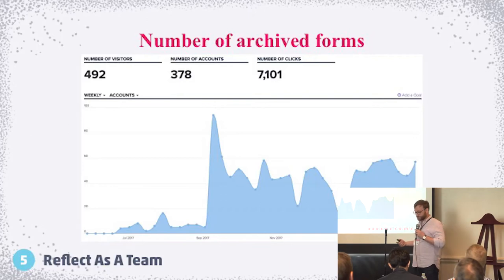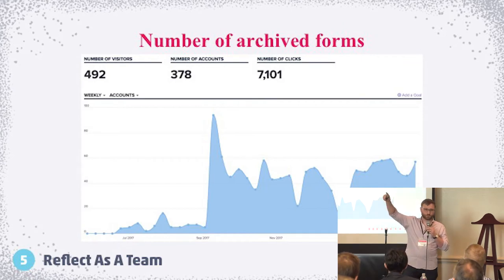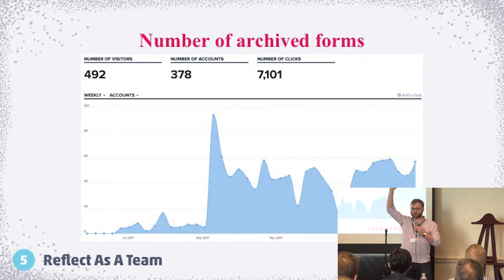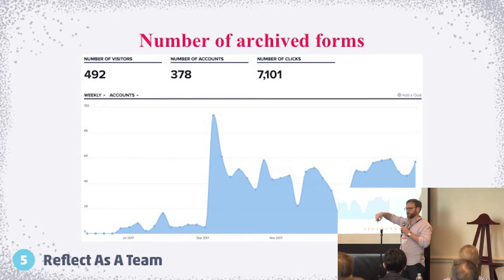So this is a different example. This is what we call archiving forms. In our product, we do a lot of online forms. And so we have this feature called the forms list. And the forms list holds membership applications, dues renewals, conference registrations, surveys, contact us forms, all of this stuff. And as you would imagine, that list gets really long over time.